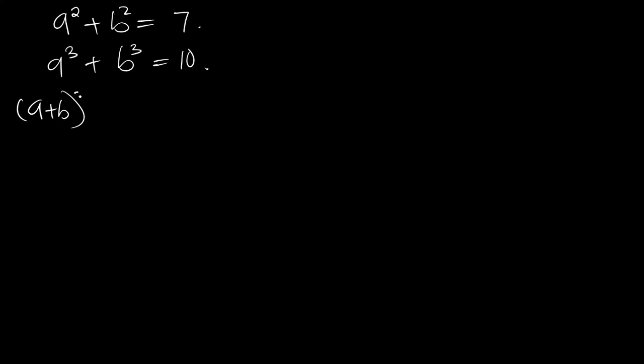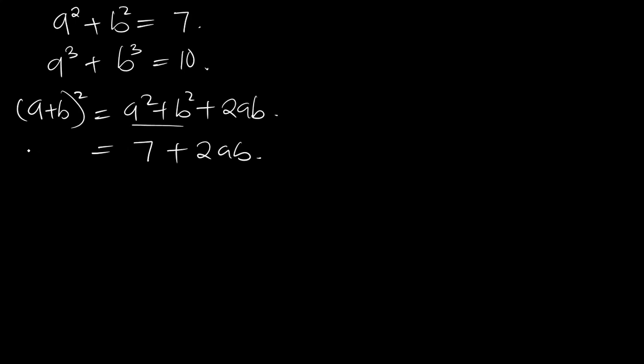So now let's start. We are given a squared plus b squared equal to 7, and a cubed plus b cubed is equal to 10. Now, the first one, you know that a plus b all squared is equal to a squared plus b squared plus 2ab. Now, we are given this to be 7 plus 2ab.